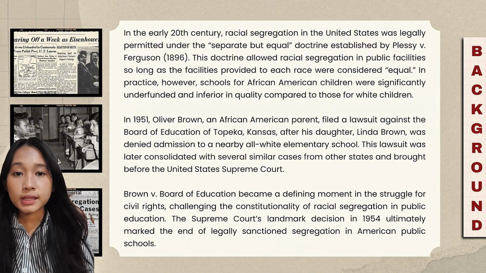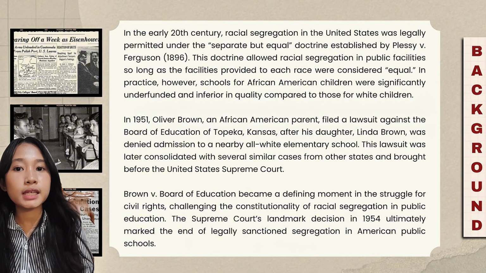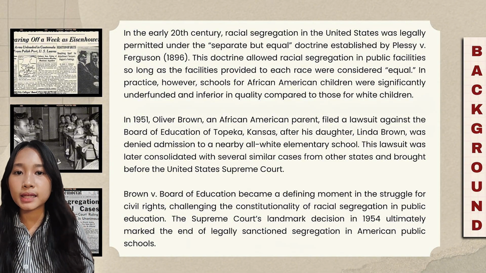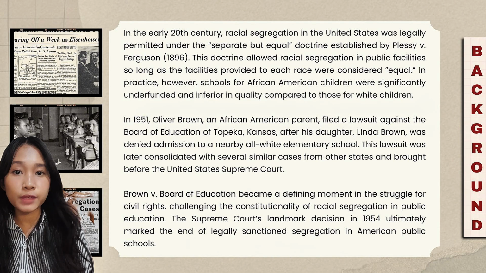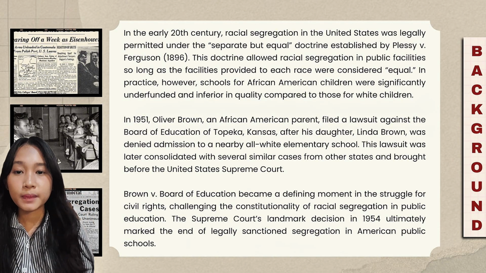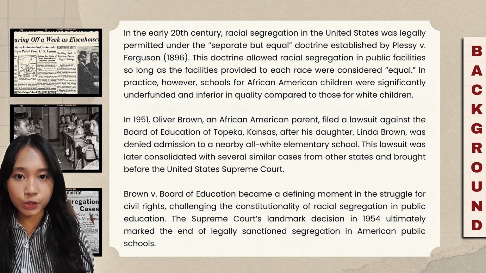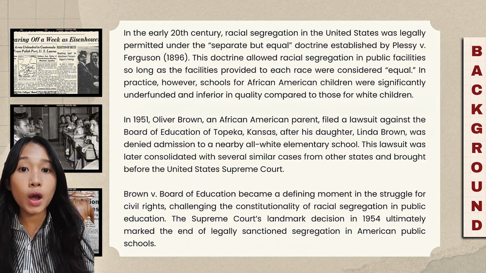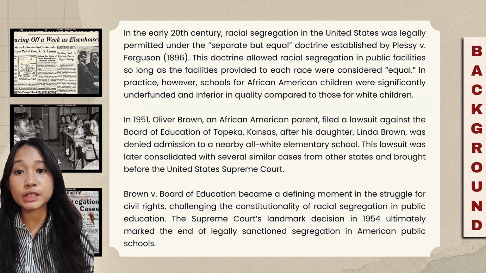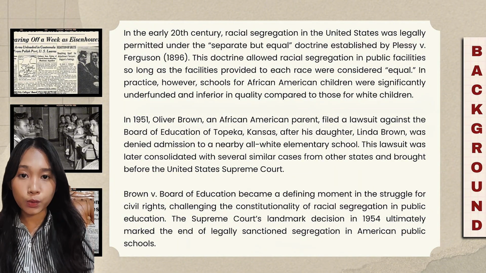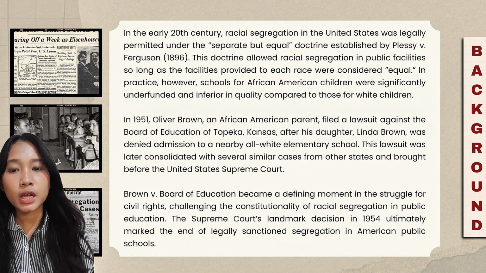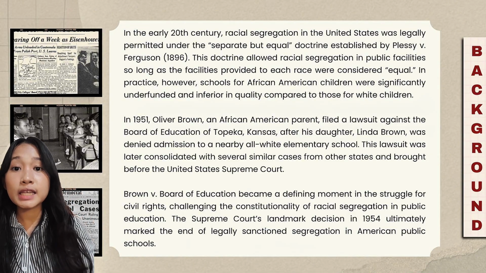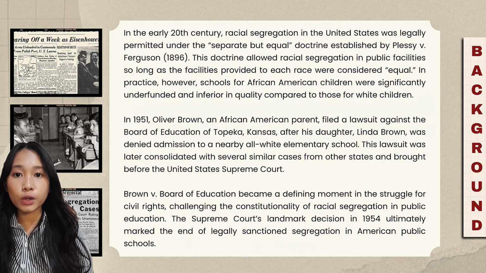In the early 20th century, racial segregation in the United States was legally permitted under the Separate but Equal Doctrine established by Plessy v. Ferguson in 1896. This doctrine allowed racial segregation in public facilities so long as the facilities provided to each race were considered equal. In practice, however, schools for African American children were significantly underfunded and inferior in quality compared to those for white children.